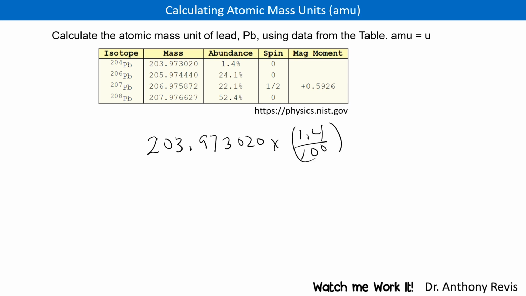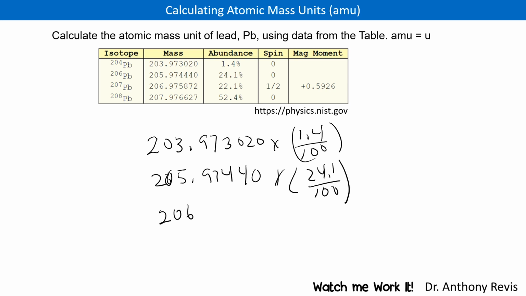The next we would take 205.9740 times 24.1 converted to a decimal. In order, you have to take a percent and convert it to a decimal by dividing by 100. If it's already in the decimal form, you simply leave it.